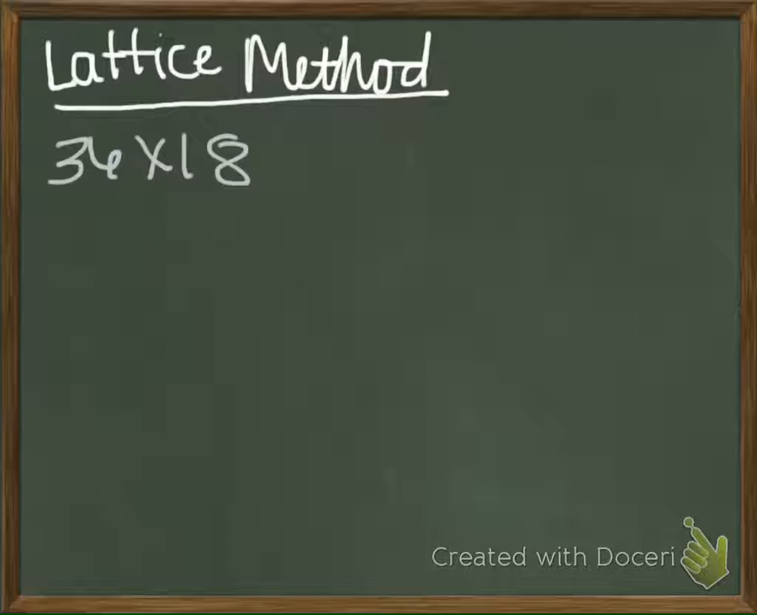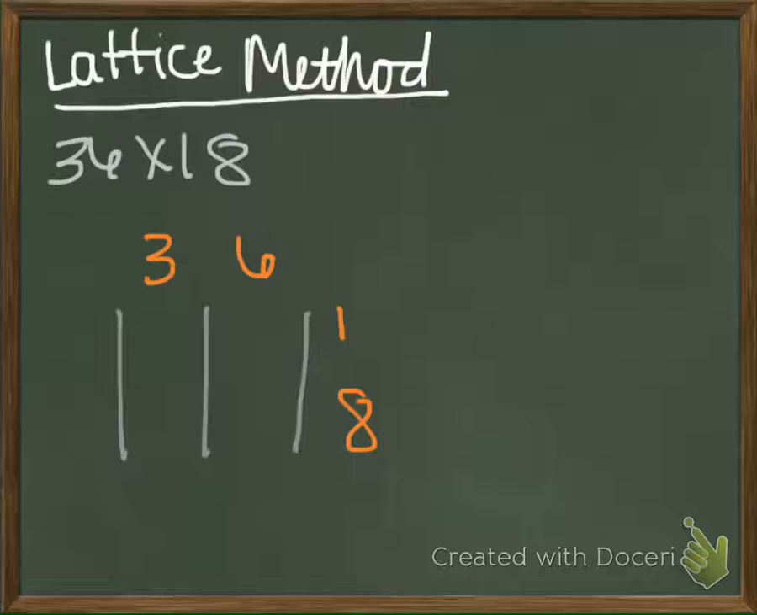It doesn't matter. But our first thing we're going to do is bring down our numbers and put them in the right place. So we're going to put the 3 and the 6, and then the 1 and the 8. Alright, now we're going to make the lattice. So we're going to have the 3 with the column, the 6 with the column, then the 1 with a row, and the 8 with the row.